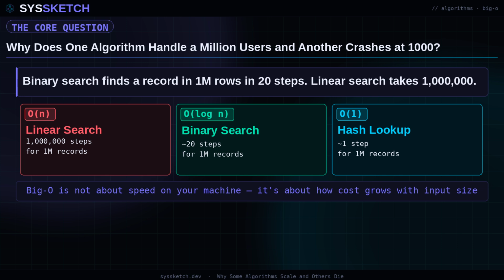It is not about how fast your CPU is. It is not about whether you are running Python or Rust. It is about how the cost of an operation grows as the input gets larger. Double the input, what happens to the work? That is what Big O tells you.